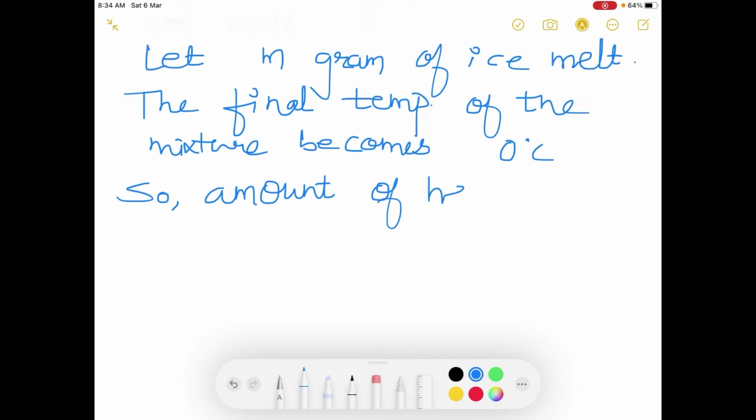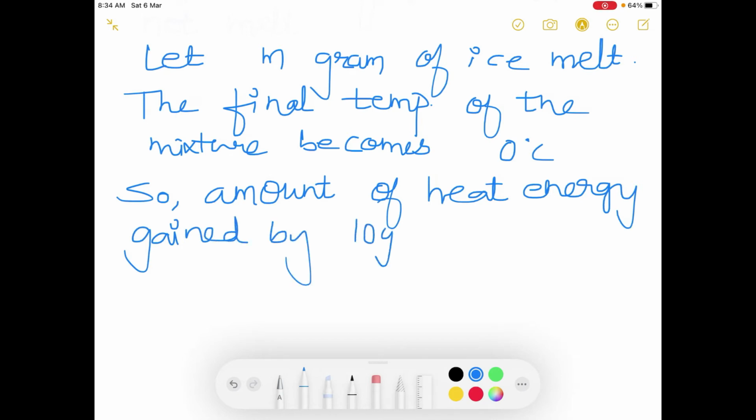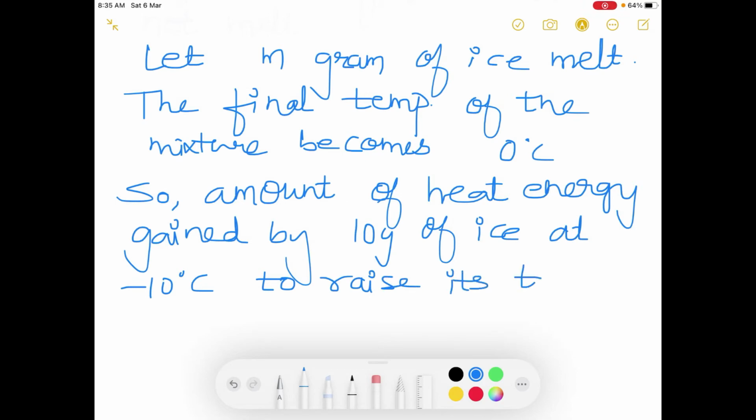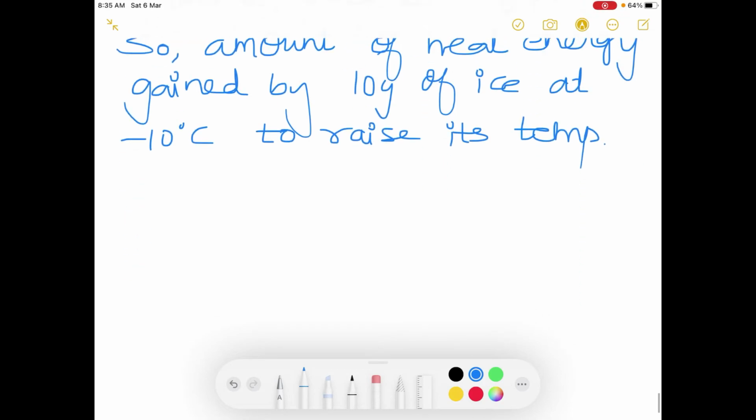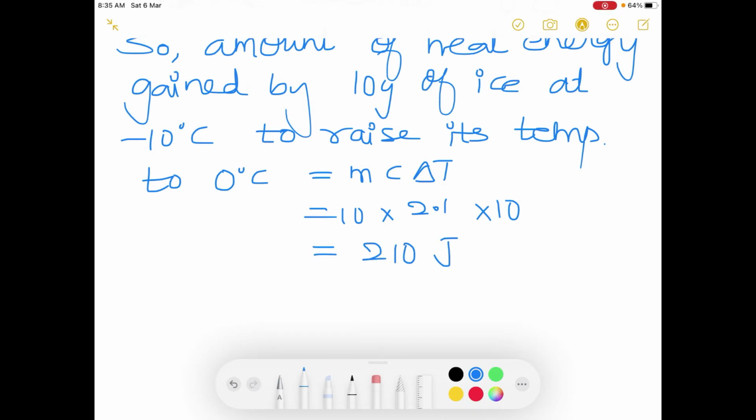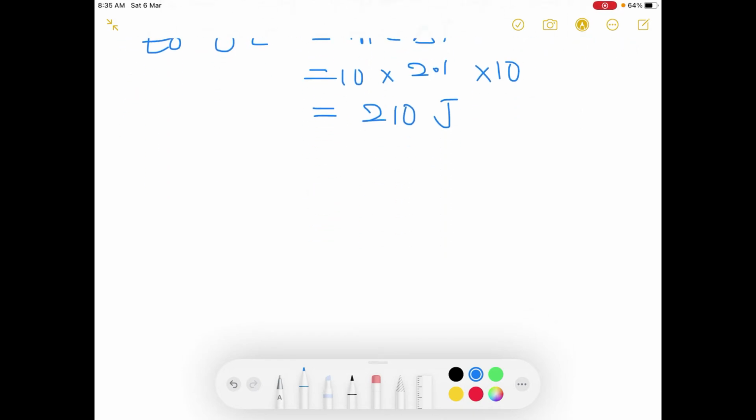So, amount of heat energy gained by 10 gram of ice at minus 10 degree Celsius to raise its temperature to 0 degree Celsius will be equal to mc delta T, which is 10 multiplied by 2.1 multiplied by 10, that is 210 joule.